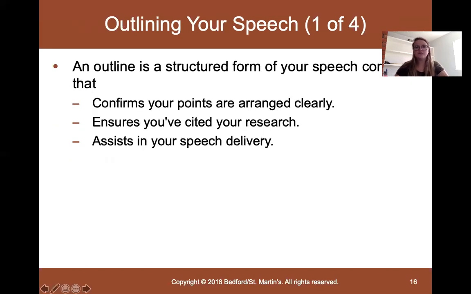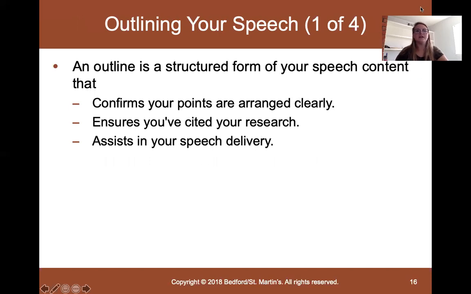So for outlining your speeches, an outline is structured. We know what an outline is. An outline is a structured form of your speech content that confirms your points are arranged clearly, ensures you've cited your research, and assists in delivery of your speech. So also, I will be having an outline because you'll send it to me ahead of time, and it'll help me follow along in your speech, making sure you're hitting all your points and you're citing things correctly.